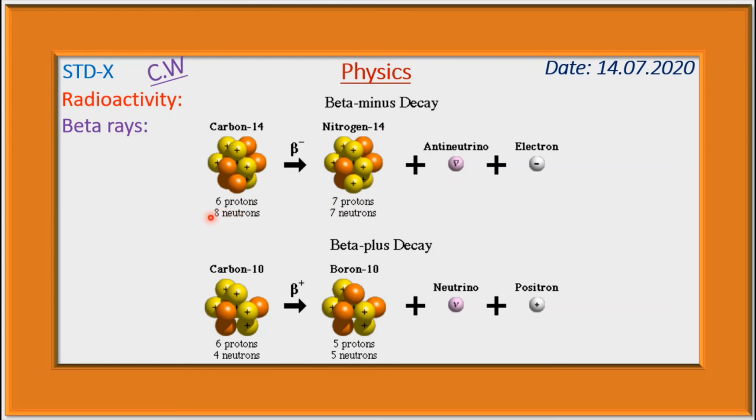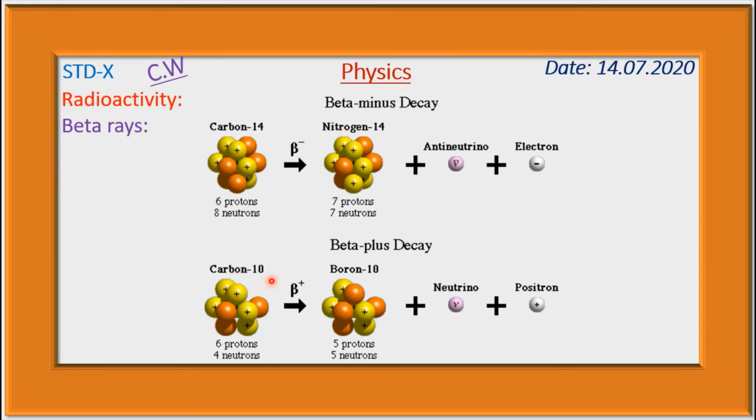Of the 8 neutrons, 1 neutron will be broken down, therefore 8 minus 1 is equal to 7 neutrons, 7 protons, 7 neutrons. Now nitrogen 14 and an antineutrino. We know from the neutron, a proton, an antineutrino and an electron will be produced, and this electron will be emitted from the nucleus, therefore it is negative beta decay.